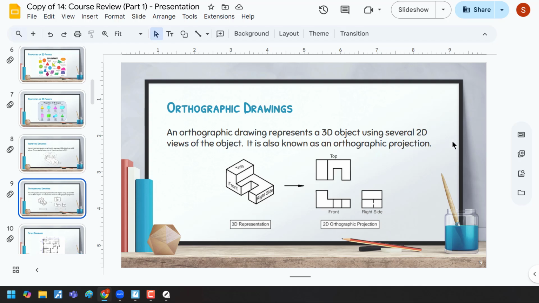Then there were these orthographic drawings. And orthographic drawings are when you have your 3D object, but split into its several 2D views. And usually the correct way to do it is to have the top view first and the front and the right side view. And top being this top part here, front being this on the left, and the right side being this part here. So be careful what you think front is and what you think right side is.